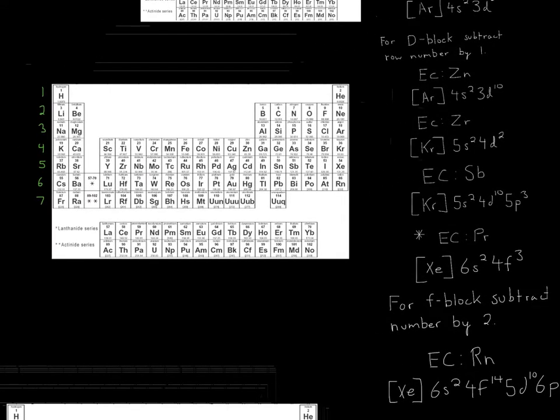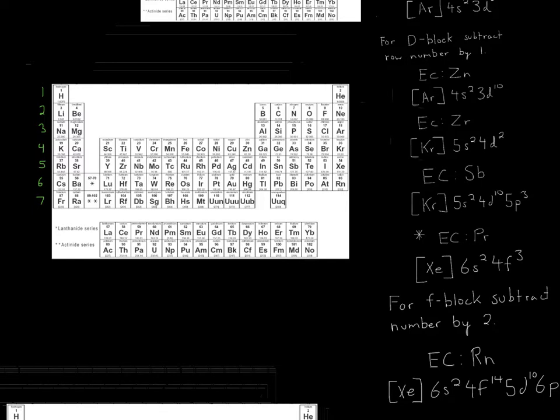So that's what we do. Like I said, since this is in the 6th period, we do 6 minus 2 is 4, right? 4f, because that's the block we're in. 4f, and just count left to right, 1, 2, 3, until you hit your element. So it'll be 6s2, 4f3. That's just something, once again, you memorize.